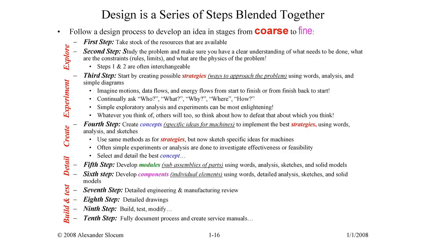Seventh step is detailed engineering, manufacturing review, design review, always cycling back. Does it meet the goals of the customer, the initial functional requirements that were set for the machine? Then you have detailed drawings as an 8th step, 9th step, build, test, modify. And the proviso for the build, test, modify is feel free from steps 1 to 8.